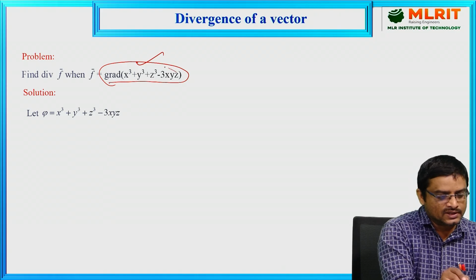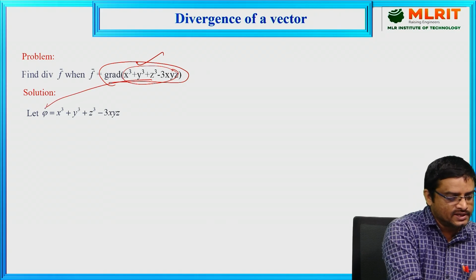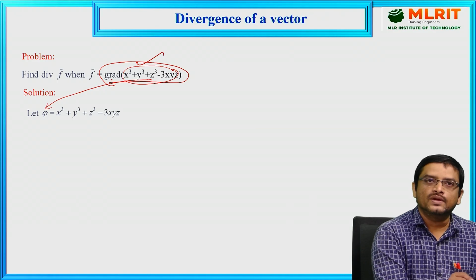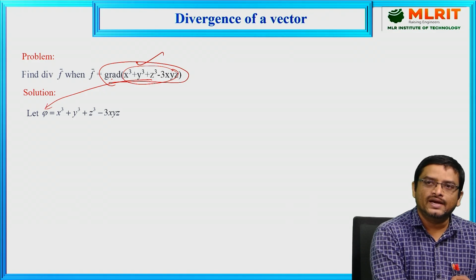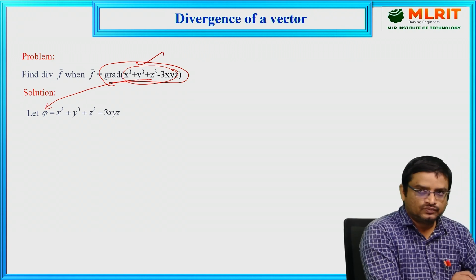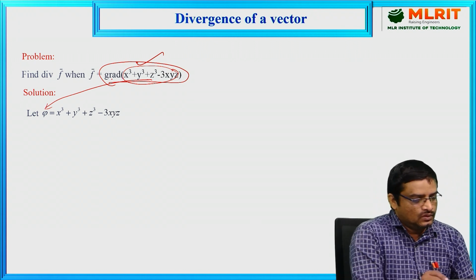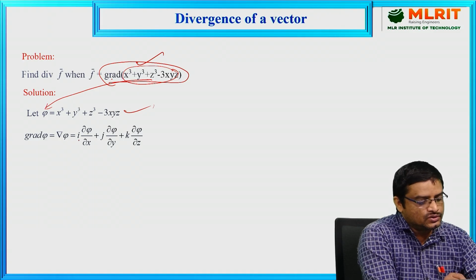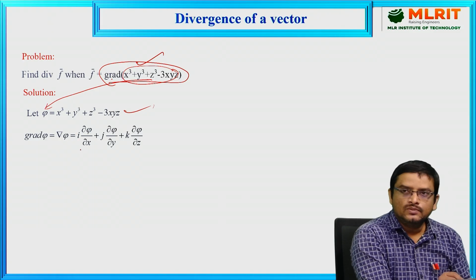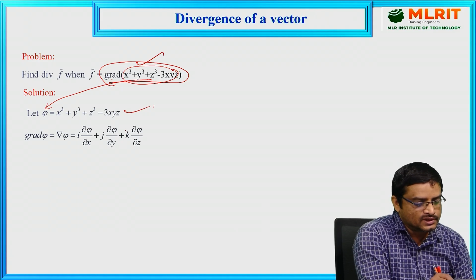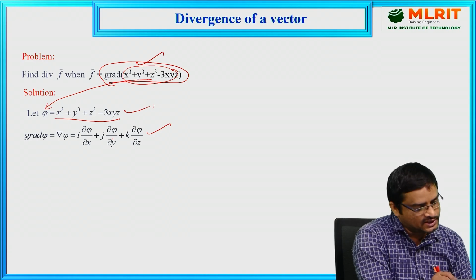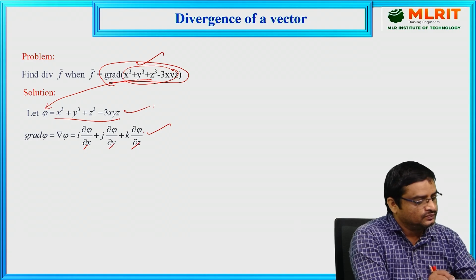Whatever scalar point function he has given, I will represent that scalar point function as pi. Now for this pi, you apply the gradient. In the previous videos we have seen how to find the gradient of a scalar point function. So now gradient pi, del pi is equal to i bar into dou pi by dou x plus j bar into dou pi by dou y plus k bar into dou pi by dou z. For this you apply the partial derivative with respect to x, y, z, and then substitute these values here.